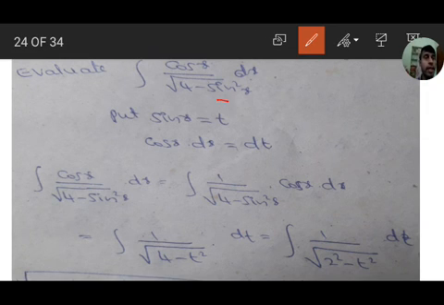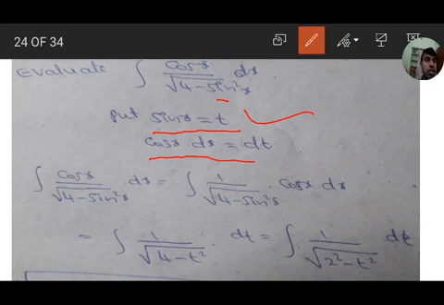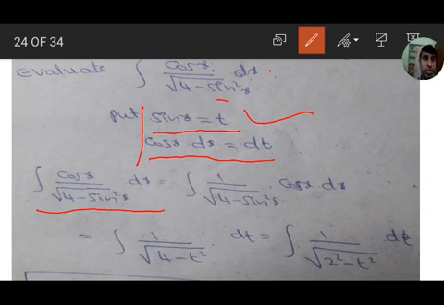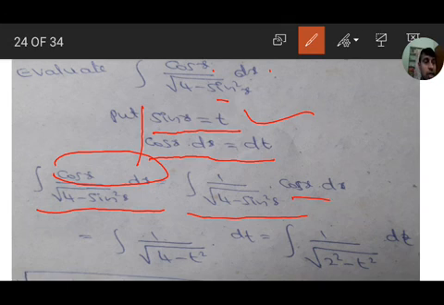So put sin x, derivative cos x. So substitute sin x equal to t. Differentiate with respect to x, sin x derivative cos x dx equal to dt. So substitute these values, sin x equal to t and cos x dx equal to dt, in the integration. So we get integration cos x by square root of 4 minus sin square x dx, this cos x dx equal to what? dt. Can be written as 1 by square root of 4 minus sin square x, cos x dx.